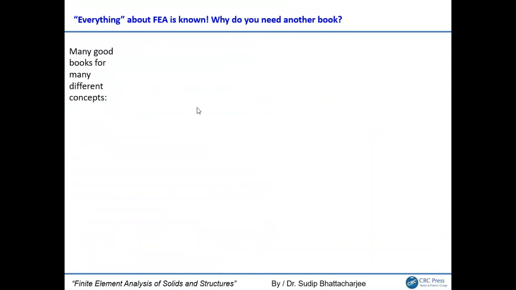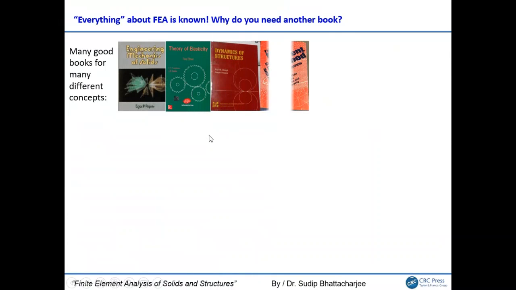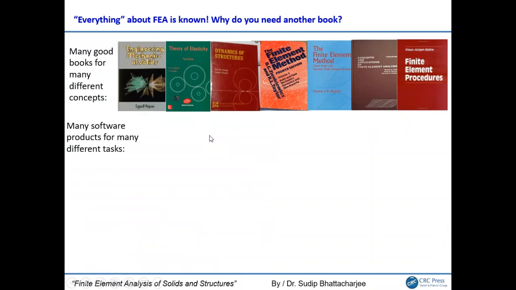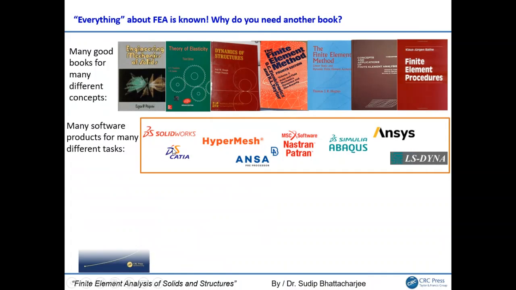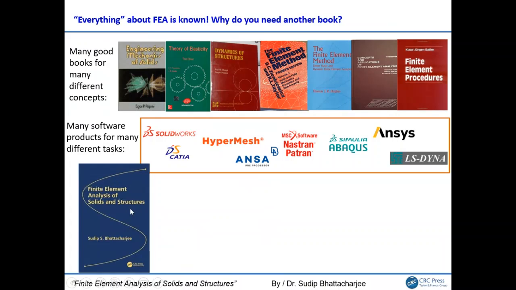There are really some excellent books on different ideas that form the foundation of finite element methods. With those books, we also have some excellent software tools or products that are used in practical engineering applications for modeling and also for analysis with different degrees of complexities. So what does this new book bring to you?